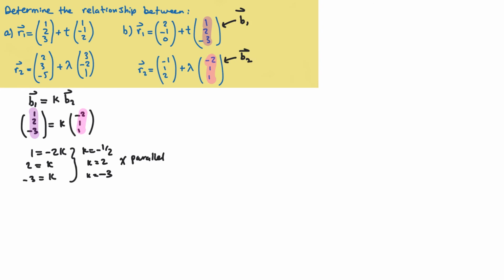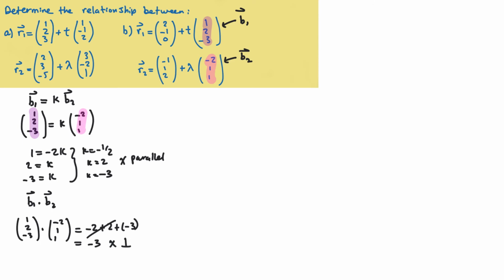Let's check to see if they're perpendicular. We don't always have to do this check to figure out if they're skew or if they're coincident or parallel, but sometimes it is nice. So we're just going to check the dot product of b1 and b2. b1 is (1, 2, -3), and b2 is (-2, 1, 1). Taking the dot product, we get 1 times -2 is -2, plus 2 times 1 is 2, plus -3 times 1 is -3. These two cancel out, we're left with -3, so it's not perpendicular either.